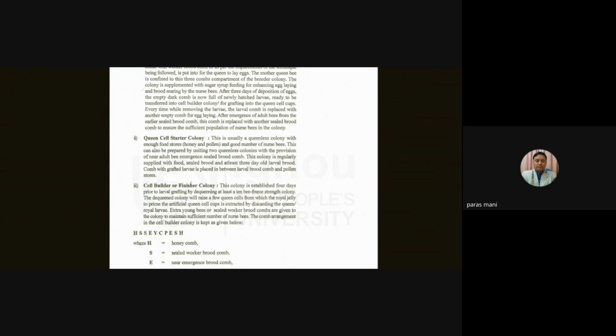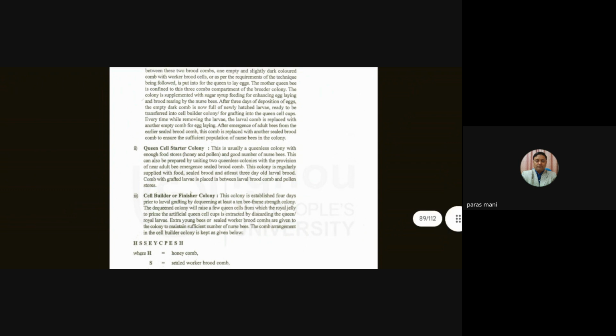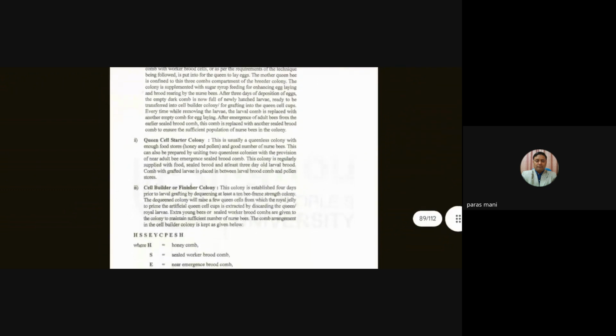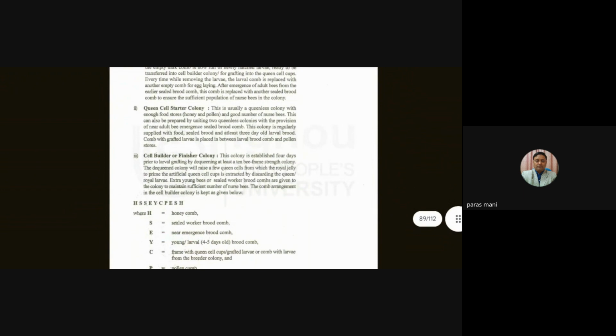And the larva or egg from this breeder colony will be introduced to this queen cell starter colony. That will be a queenless colony. These young nurse bees will take care of such transplanted or grafted brood and feed it with good quality food and develop that brood into a healthy queen.